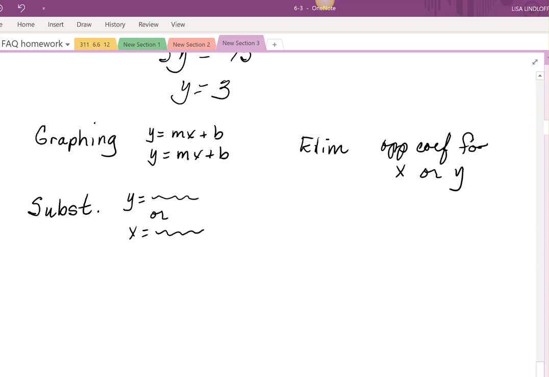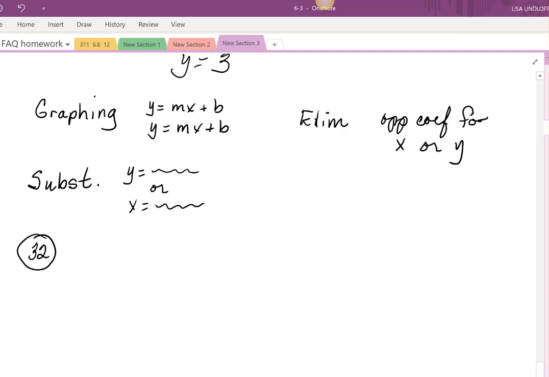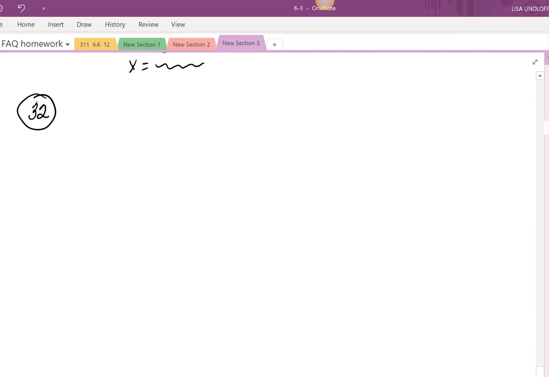So let's go ahead and take a look at these. And I will address what to do when you have the decimal fractions. Does it make a difference? We'll see. All right, number 32. The system is y equals 2.5x, and the other one is, misread, it is 2y plus 3x is 32.